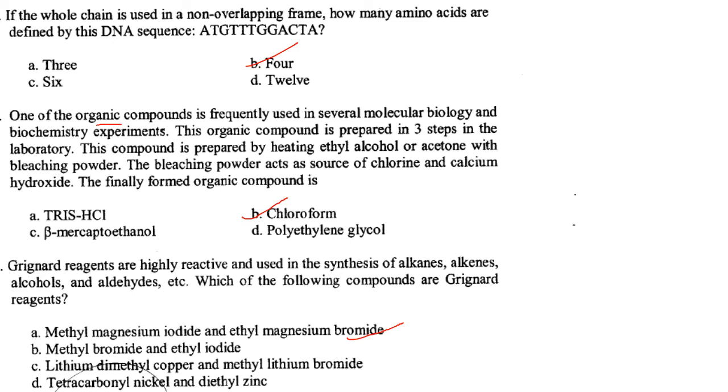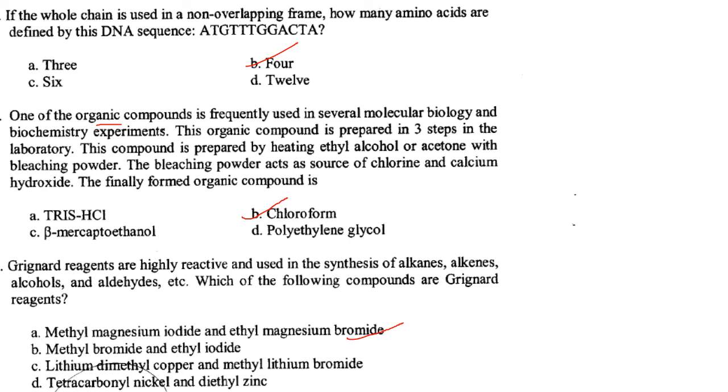One of the organic compounds is frequently used in several molecular biology and biochemistry experiments. This organic compound is prepared in 3 steps in the laboratory. It is prepared by heating ethyl alcohol or acetone with bleaching powder. The bleaching powder acts as a source of chlorine and calcium hydroxide. The finally formed organic compound is chloroform. This reaction is called the haloform reaction. So answer is option B.